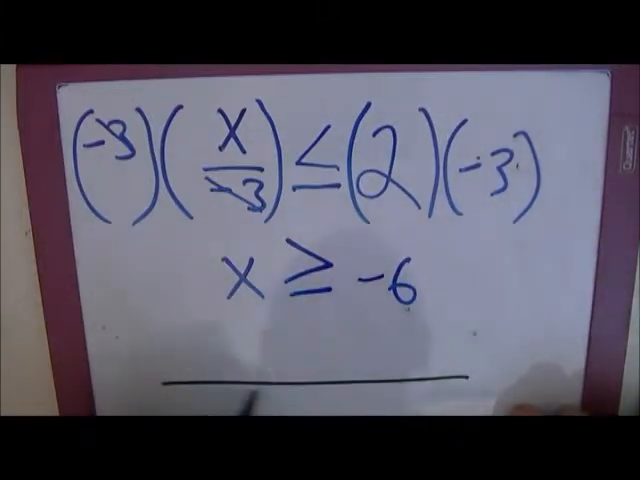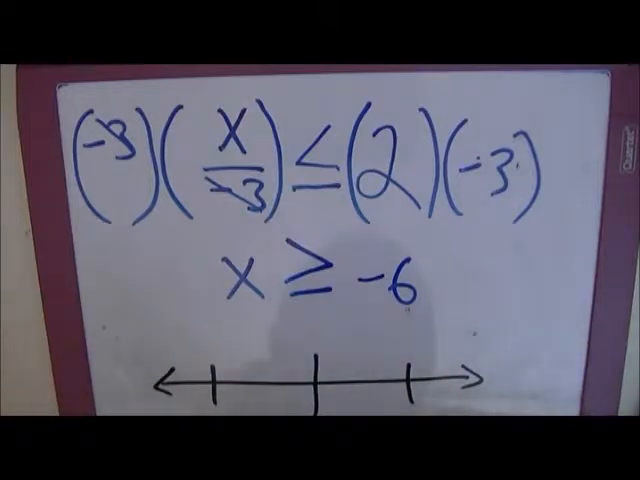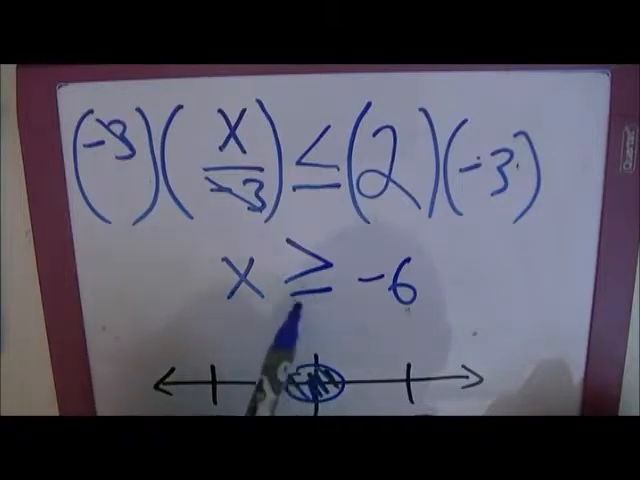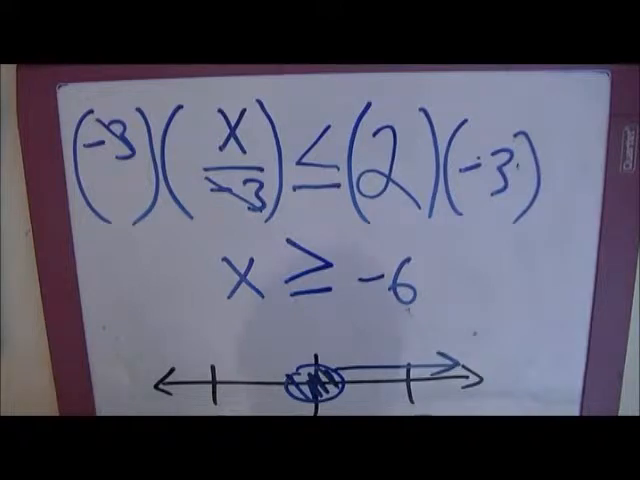Draw my number line. I'll put negative 6, negative 5, negative 7. Greater than or equal to. This would be a closed circle because of the equal to sign, and these numbers are greater than negative 6.